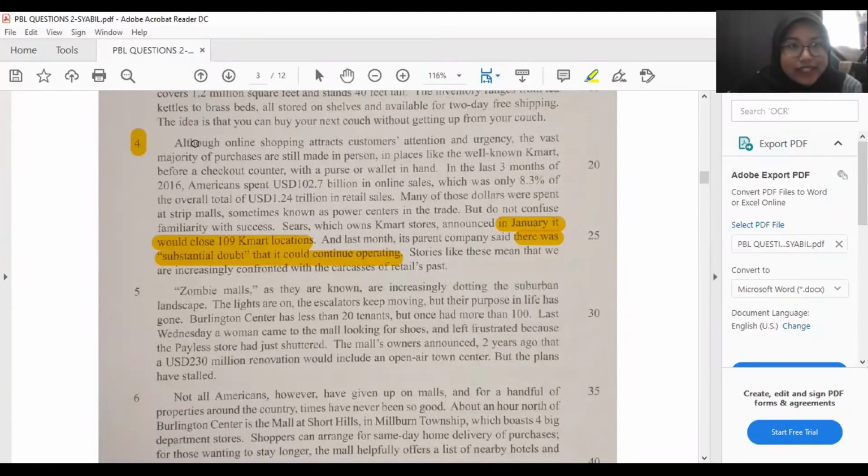So the first sentence: online shopping attracts customers' attention in agency. The vast majority of purchases are still in person, in which well-known Kmart before the checkout counter. And the last sentence: last month, parent analysis said the tree was substantial doubt and continuous stores mean are increasingly confronted by the crisis of retail past.